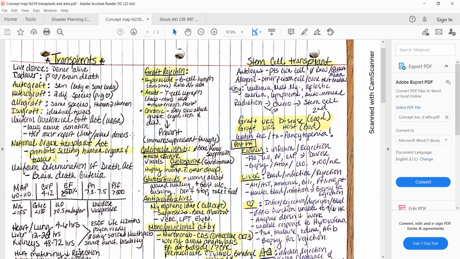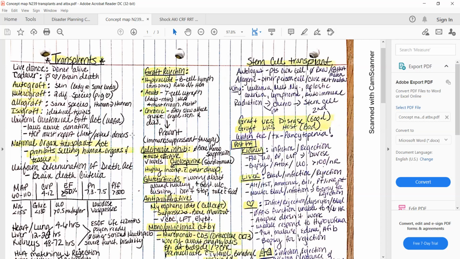And then the Uniform Determination of Death Act. This is the regulating body that regulates brain death criteria. This is how we say we're going to do the apnea test, we're going to do the caloric test, we're going to do all those tests. That's what this is. The Uniform Determination: here's your criteria.